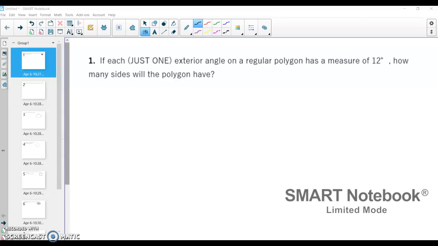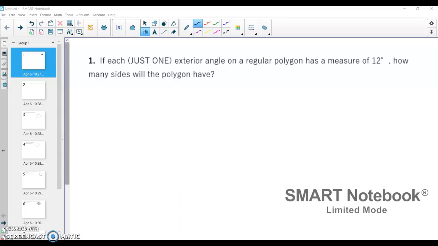The first problem on the review is saying if each, just one, when it says each, it just means one exterior angle on a regular polygon has a measure of 12 degrees. How many sides will that polygon have? And what we learned in class is that the exterior angles of a polygon, whether it's regular or non-regular, always add up. The sum of them all always adds up to 360.